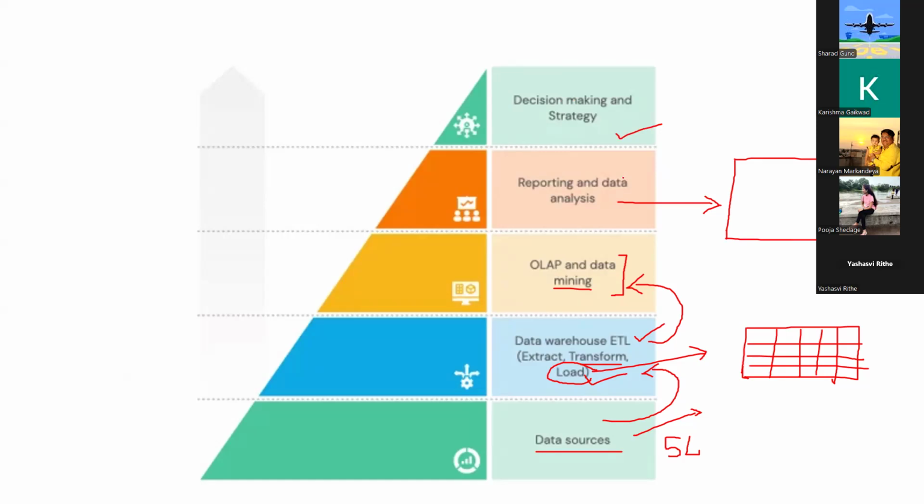Okay, so these are the methods we can apply for decision making. Okay, is this clear to everyone regarding this diagram?